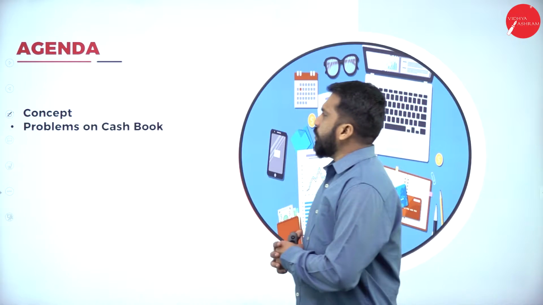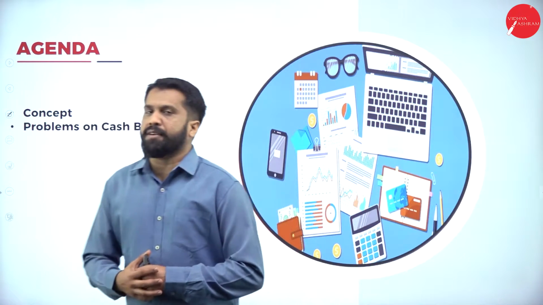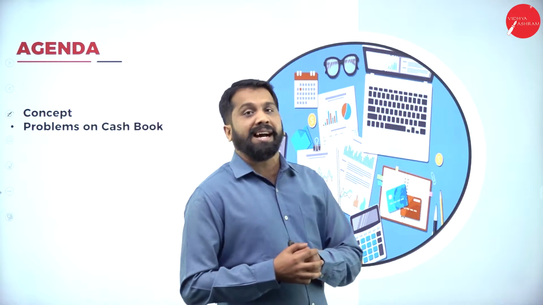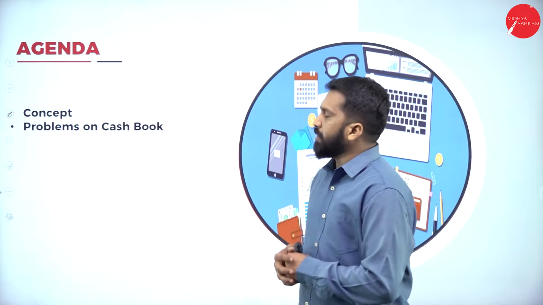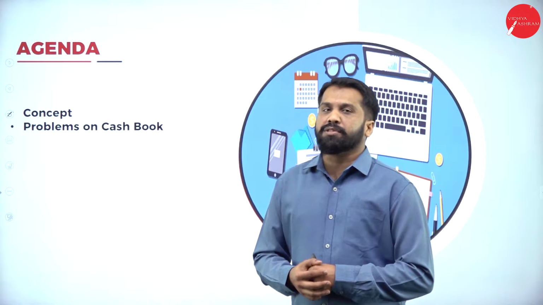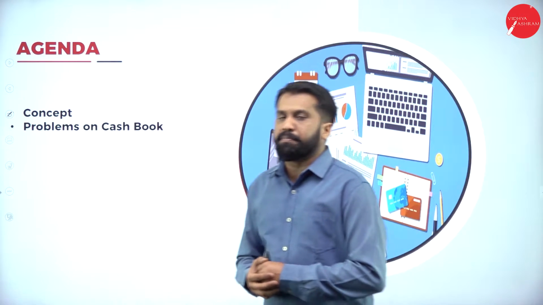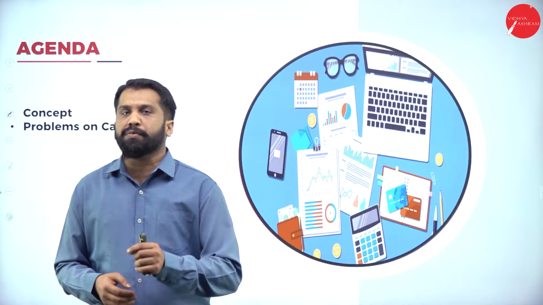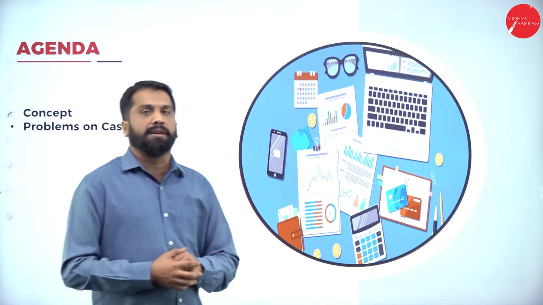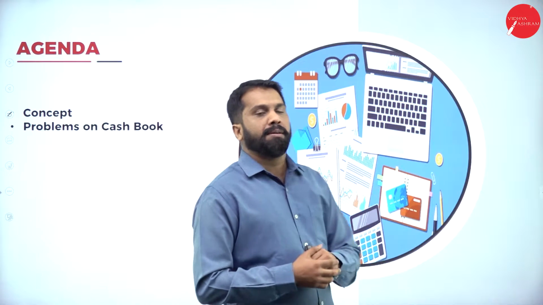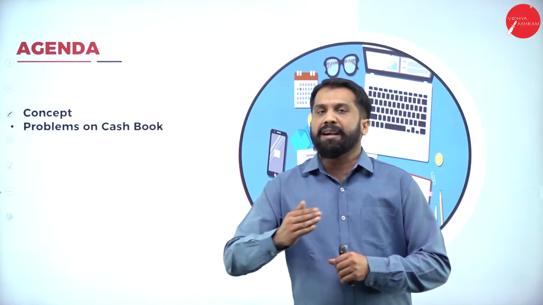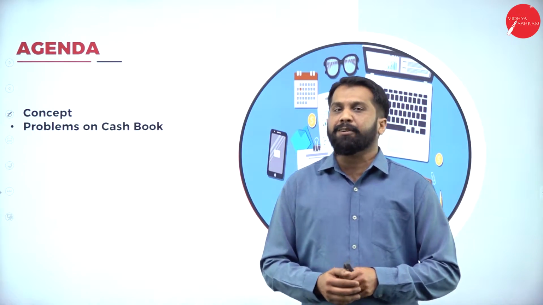So what is the agenda for the day? The agenda for the day is very simple. We will understand the concept as well as do problems on cash book. What we did in the previous session was simple cash book. We were doing only single column, that was the cash column. But in today's session, along with the simple column, we'll add one more column, that is the bank column.